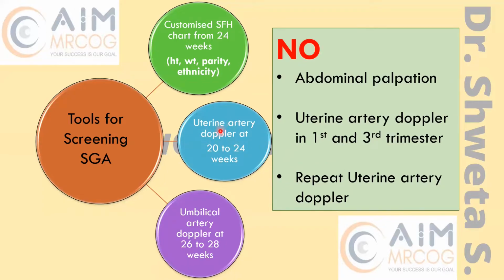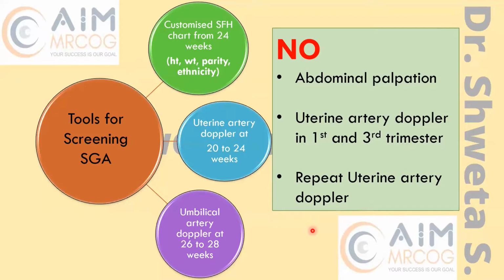If uterine artery Doppler is abnormal, you are going to monitor by umbilical artery. You are not going to repeat the uterine artery. So that is an important aspect: repeat uterine artery has no significance. In the first or third trimester it has no significance. And abdominal palpation has no significance in screening of SGA. So these options, never ever choose. Am I clear about this? Because this is really, really important. Okay, my dear. Excellent. Thank you.